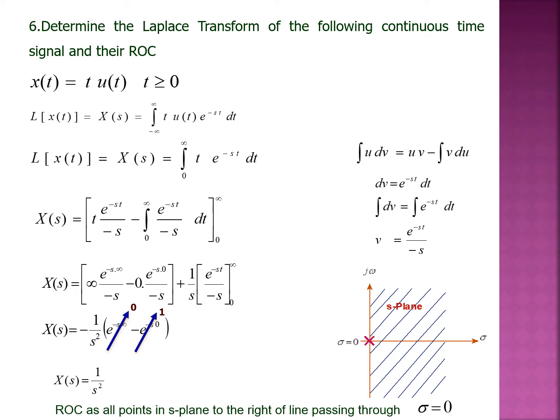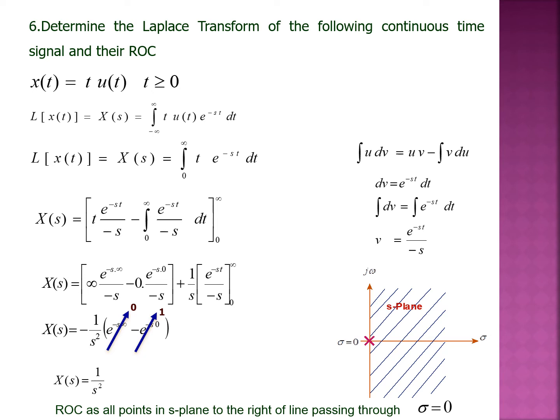U is t, correct? Yes or not? U is t, and what is v? So v we have found out, e power minus st by minus s. So that is what is given here. Minus integral v du. What is v? E power minus st by minus s. And what is du? It is dt, right? So here, though it's not shown, u is equal to t, du is equal to dt, correct? So that is what is written here. Now do the integration and apply the limits. So what is t? You all know, it's infinity and 0.